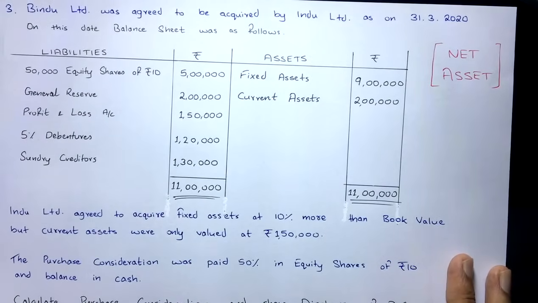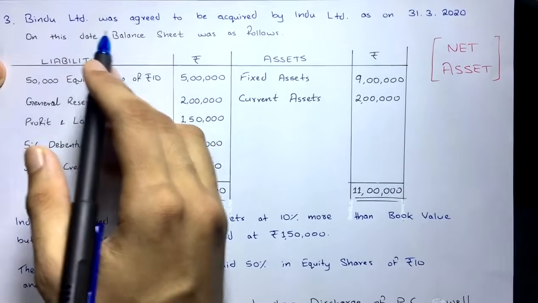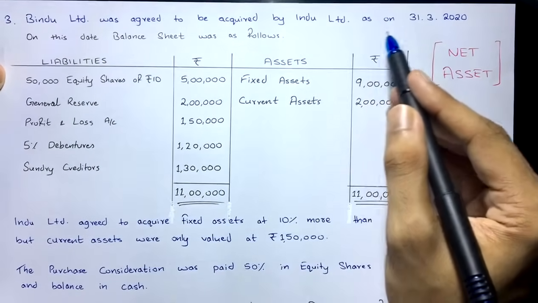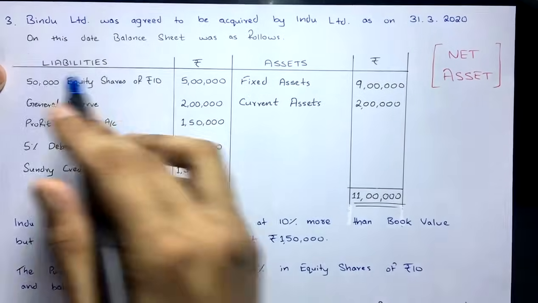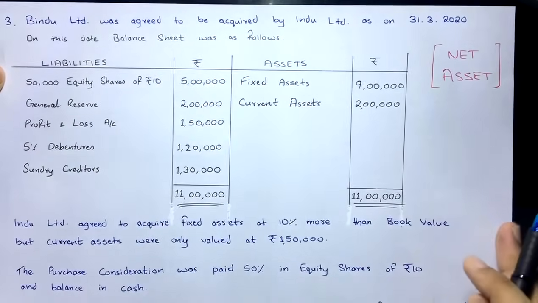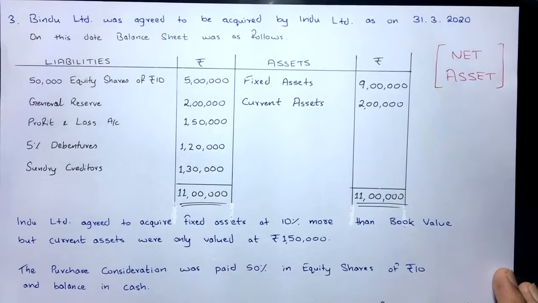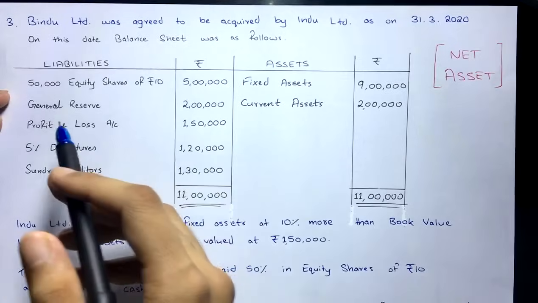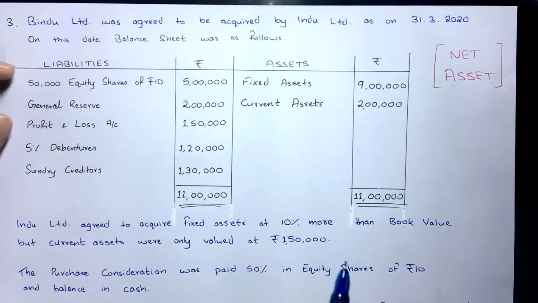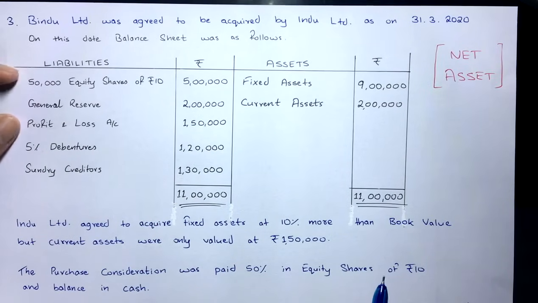So here is the question. Let's go through it once. Bindu Limited was agreed to be acquired by Indu Limited as on 31st March 2020. On this date, the balance sheet was as follows. We have been given the horizontal balance sheet. See here, equity shares 5 lakh, general reserve, profit and loss. This portion is the equity portion.